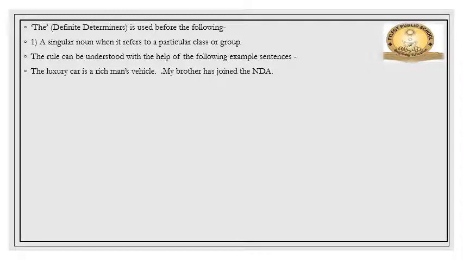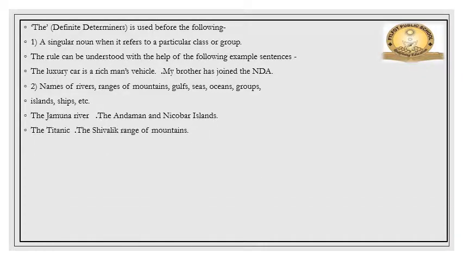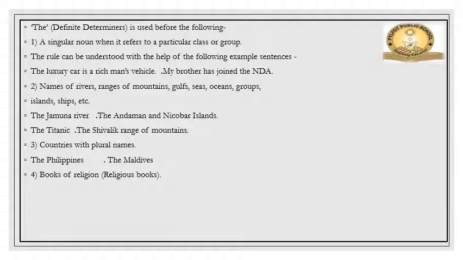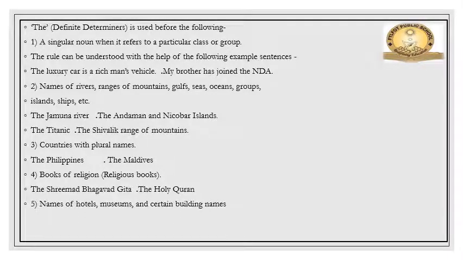Then when you are referring to the names of rivers, ranges of mountains, gulfs, seas, oceans, groups, islands, ships, etc., then also you use the. For example, the Jamuna River, the Andaman and Nicobar Islands, the Titanic, the Shivalik range of mountains. Then when you are expressing the names of countries with plural names, for example, the Philippines, the Maldives. Books of religion, the Srimad Bhagavad Gita, the Holy Quran. When you're describing the names of hotels, museums, and certain buildings, for example, the Oberoi Group of Hotels, the Burj Khalifa.